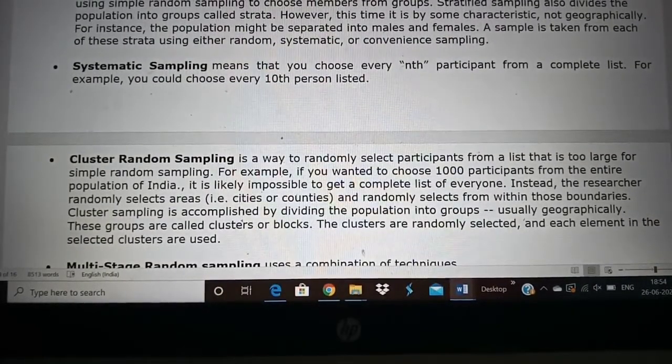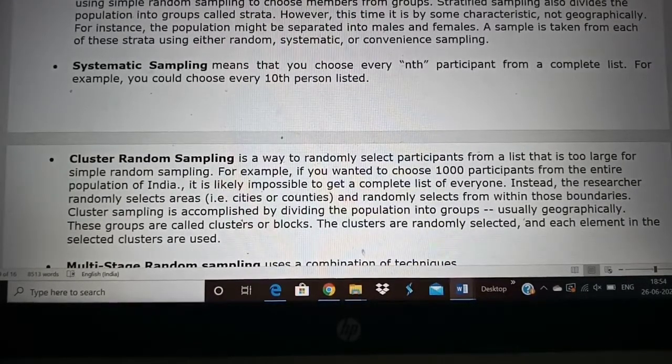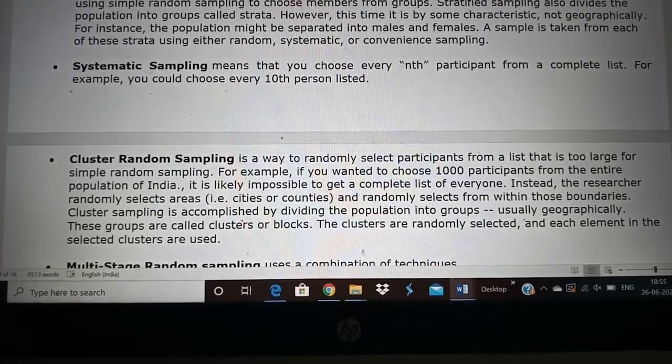Systematic sampling means every nth number. This is common in your school. If you had 100 students, they will make you all stand in line and say 1 2 3 4, 1 2 3 4, 1 2 3 4, and then all the ones gather together, all the twos gather together, like that. So like that we can pick out every nth participant from the list to be part of the study.